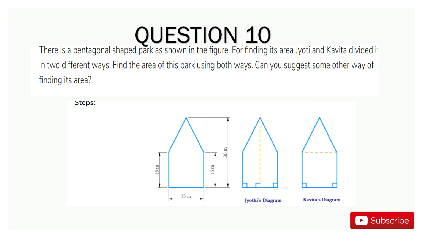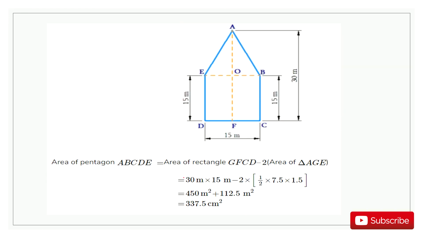Alright. Question number 10. There is a pentagonal shaped park as shown in the figure. For finding its area, Jyoti and Kavita to define the area of this park using both ways, and can you suggest some other way? So this is the park. Jyoti's diagram is like this and Kavita's diagram is like this. So if I talk about Jyoti's diagram, right, this is Jyoti's diagram.